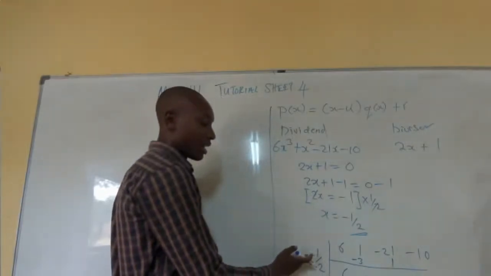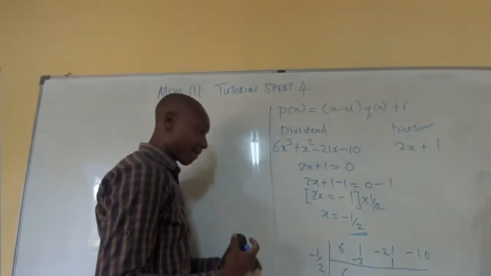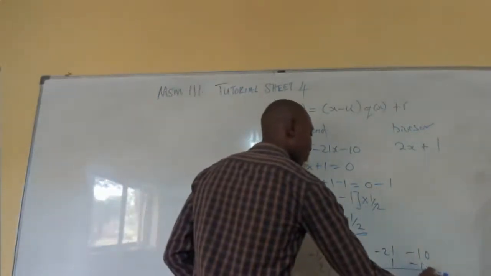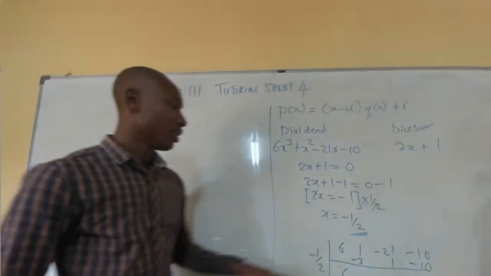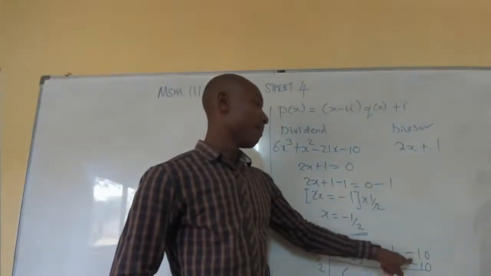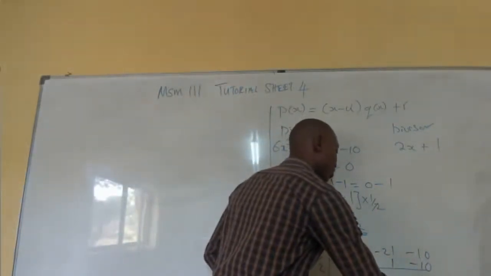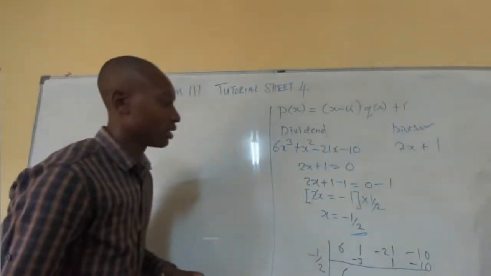So we're going to write the 20 here. Then now we're going to say negative 1 over 2 times 20, which is actually negative 10. Okay, so negative 10 plus negative 10 is negative 20. Okay, so this is what we did.